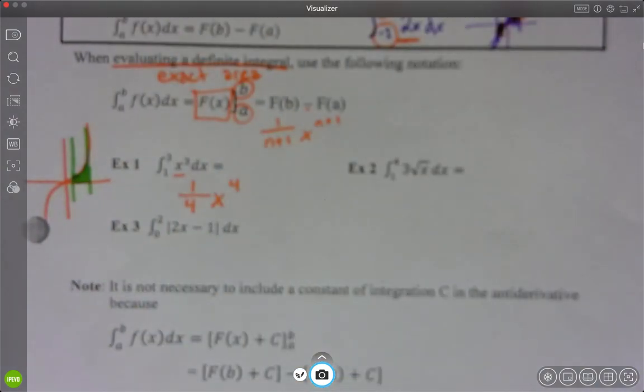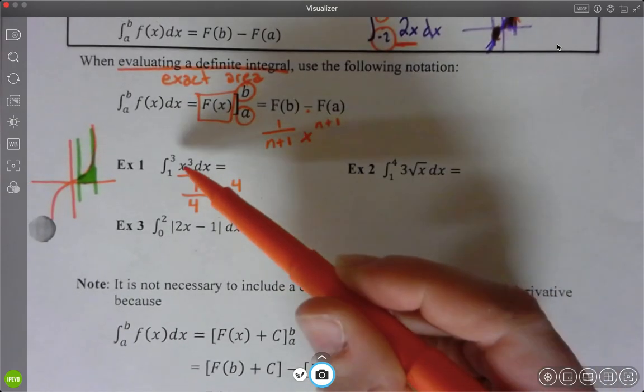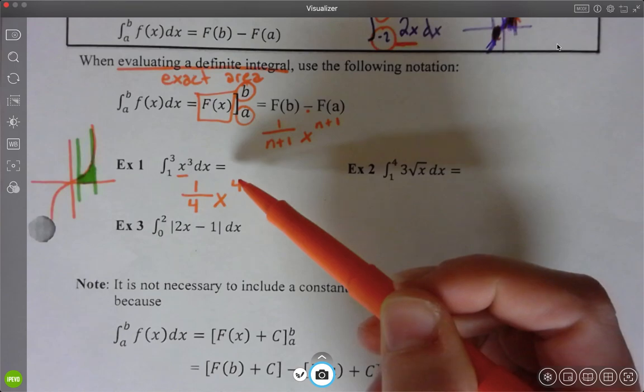Always mentally check in your head if it's an easy one. If I take the derivative of this, do I get x to the third? I would multiply the 4 down in front. Yep, that would cancel the 1/4 out, and it would be x to the third power.